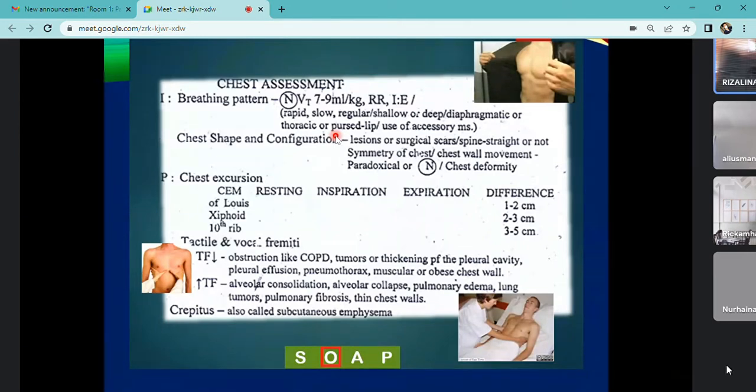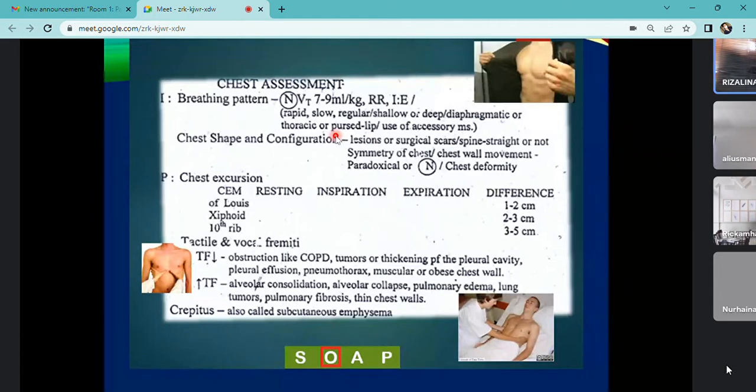So for the breathing pattern, is the tidal volume normal, within 7 to 9 ml per kilogram, or 5 to 7 ml per kilogram in Asians, and 8 to 10 ml per kilogram for Caucasians? Then we assess the respiratory rate and compute the minute ventilation. Then assess the I:E ratio. Is the breathing rapid, slow, regular, shallow, or deep? Is the patient a thoracic breather or a diaphragmatic breather? Is the patient using pursed lip breathing or the accessory muscles during breathing?